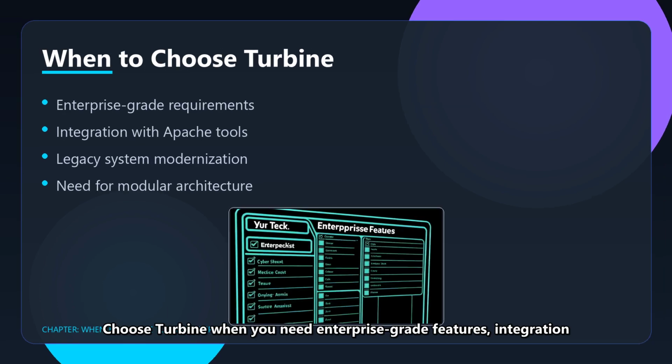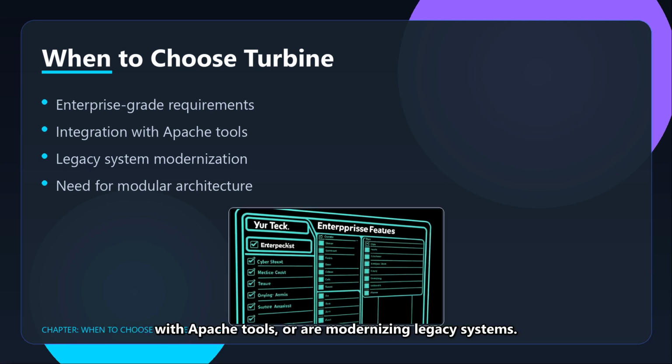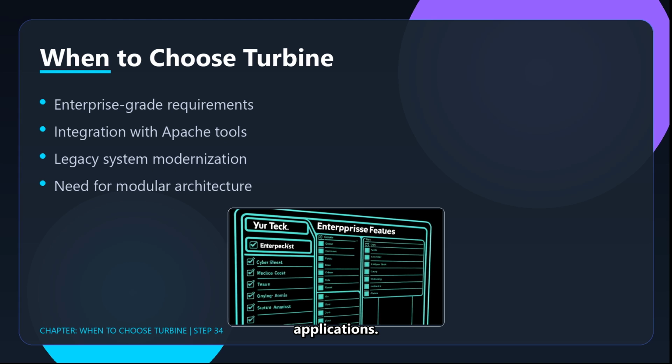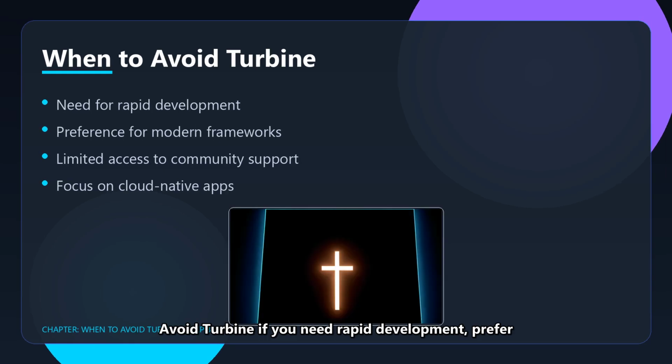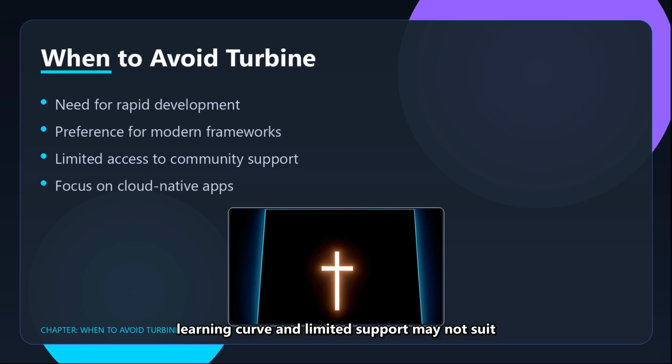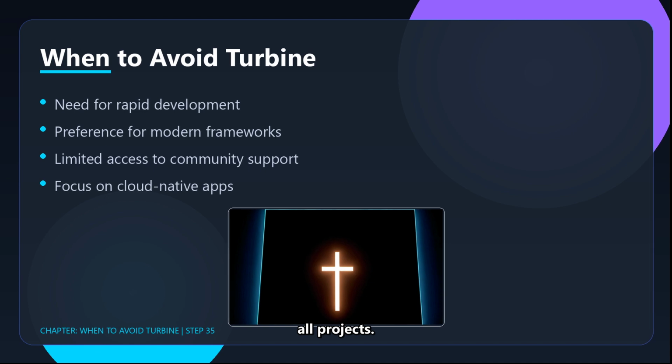Choose Turbine when you need enterprise-grade features, integration with Apache tools, or are modernizing legacy systems. Its modular architecture makes it ideal for scalable applications. Avoid Turbine if you need rapid development, prefer modern frameworks, or are building cloud-native apps. Its learning curve and limited support may not suit all projects.